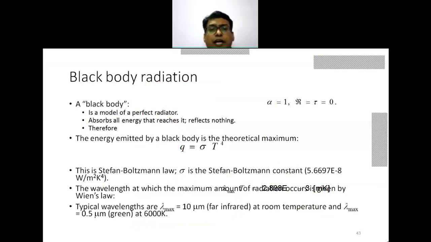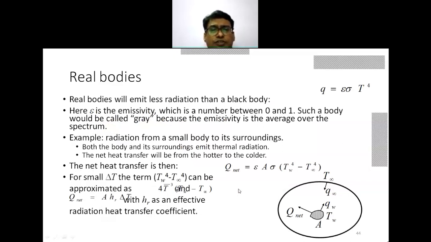So black body is a model of a perfect radiator. It absorbs all the energy that reaches it, reflects nothing. Therefore, the energy emitted by a black body is the theoretical maximum energy, that is Q, which is considered to be equal to sigma into T raised to 4, where emissivity equals 1. So this is the Stefan-Boltzmann law, and the wavelength at which the maximum amount of heat occurs. Then real bodies will emit less radiation than a black body.